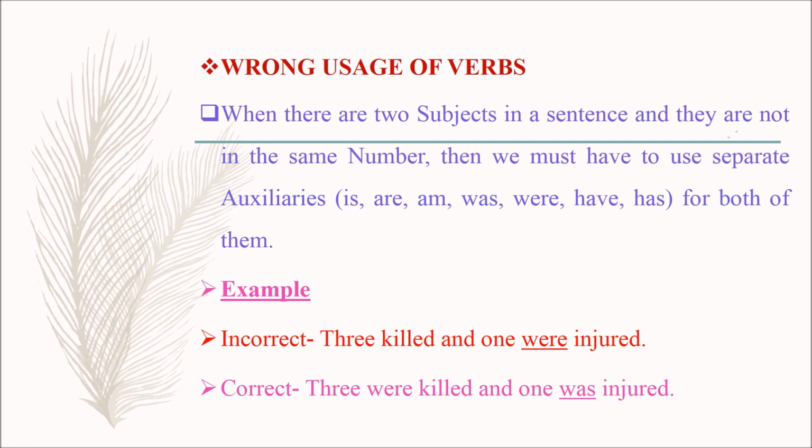Let's see the first sentence. Three killed and one were injured. Is that a correct sentence? No. The correct sentence is: three were killed and one was injured. Why? Because three and one are two subjects in a sentence and they are not in the same number. So we must use separate auxiliaries for both of them, like three were killed and one was injured.